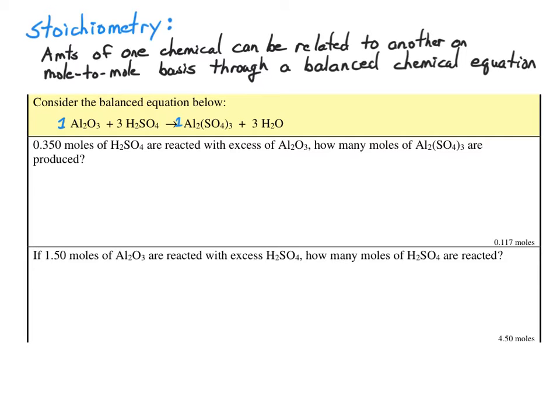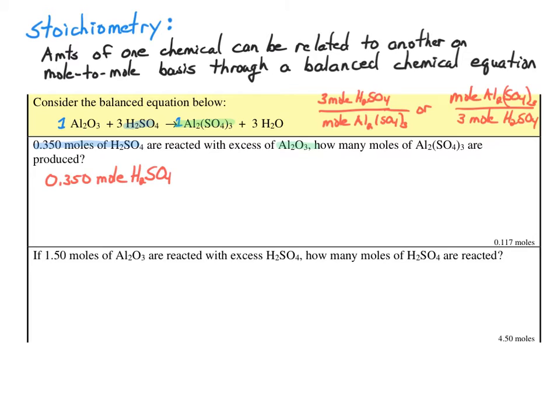In this first problem, we're asked to relate amounts of sulfuric acid to amounts of aluminum sulfate. So we're actually going to use our balanced chemical equation to write two different conversion factors. Reacting 3 moles of sulfuric acid is equivalent to producing 1 mole of aluminum sulfate. Or producing 1 mole of aluminum sulfate is equivalent to consuming 3 moles of sulfuric acid. So note we're using the coefficients from the balanced chemical equation to relate one chemical to another.